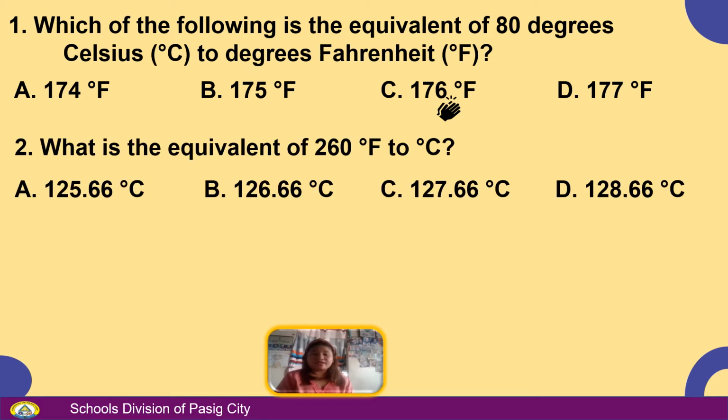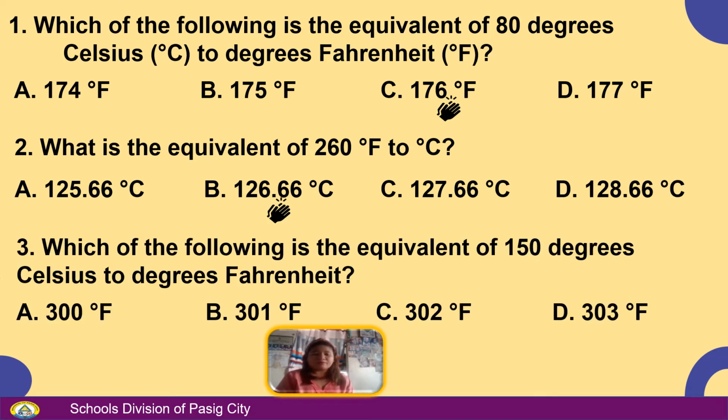Number 2. What is the equivalent of 260 degrees Fahrenheit to degrees Celsius? A. 125.66 degrees Celsius. B. 126.66 degrees Celsius. C. 127.66 degrees Celsius. And D. 128.66 degrees Celsius. B. 126.66 degrees Celsius.